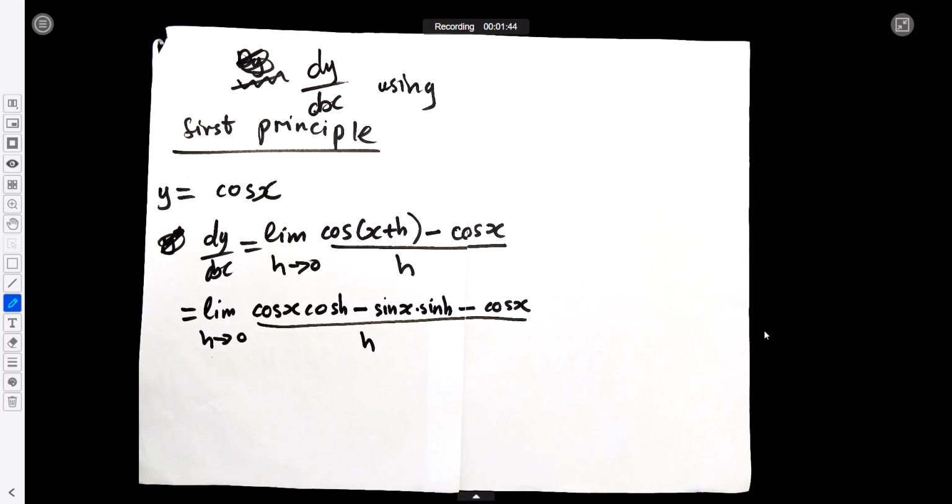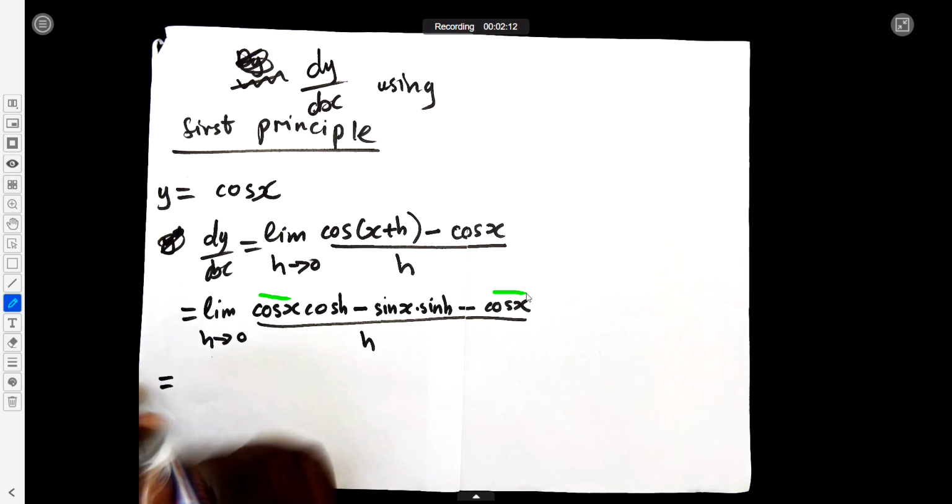Now we have to simplify the following. In the numerator, let us group the like terms because we don't have anything to subtract them. But I hope we see there that we have something in common, which is cos x and cos x. So we can take out the common factor of cos x between the two terms. Group them together, cosine x times cosine h with minus cos x, and take out the common factor.